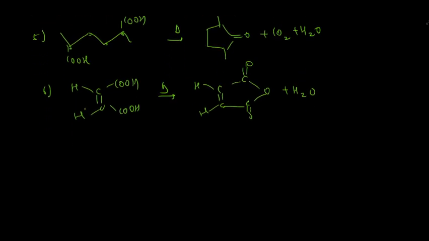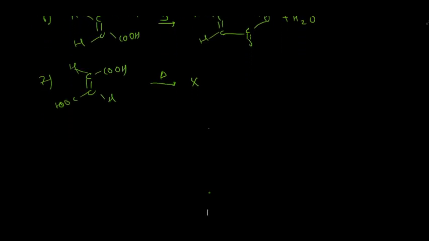Seventh, we have fumaric acid. When we heat it, there is nothing formed, because the COOH groups are too far from each other to dehydrate and generate a cyclic compound. So it won't for fumaric acid. This is known as maleic acid, and this is known as fumaric acid.